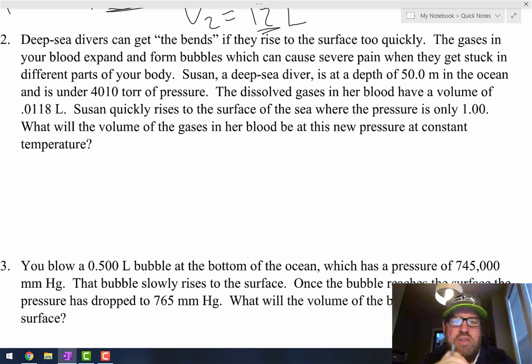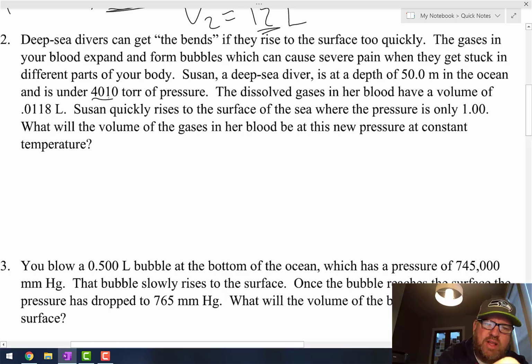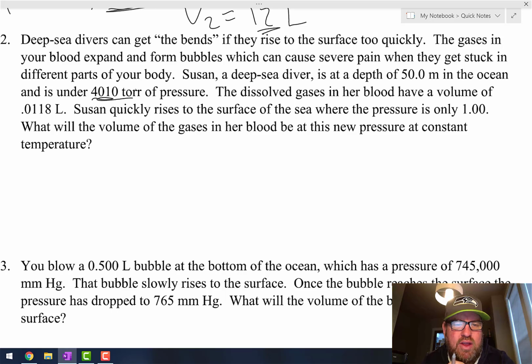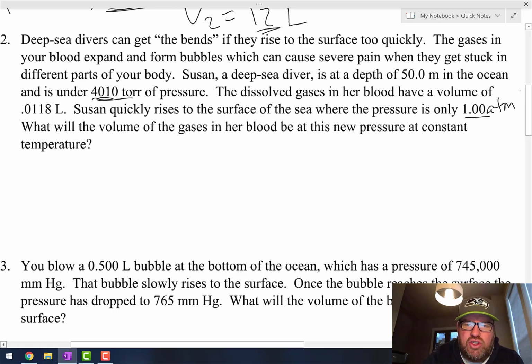So let's say Susan, who's a deep sea diver, is at a depth of 50 meters, which is just over 150 feet in the ocean, and she's under 4,010 torr of pressure. Now that sounds like a lot, but remember, that's torr. That's about 5 atmospheres. The dissolved gases in her blood have a volume of 0.0118 liters. Susan, again, not being too smart here, rises to the surface quickly, where the pressure is only about 1 atmosphere. Oh, sorry, I messed up there. It should say 1.00 ATM. What will the volume of the gases in her blood be at this new pressure at constant temperature?